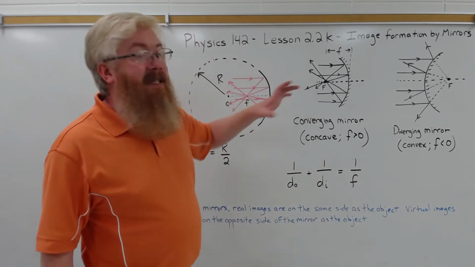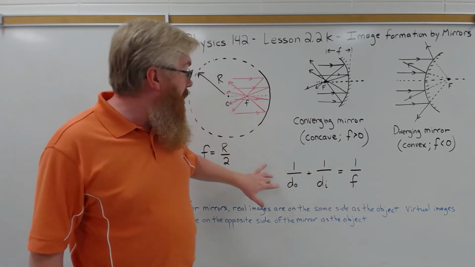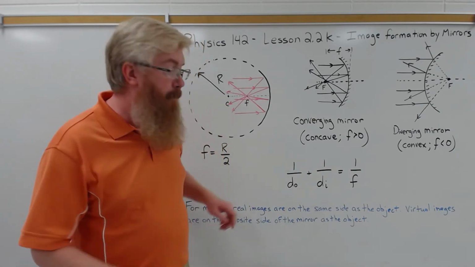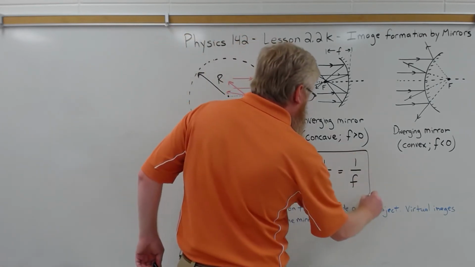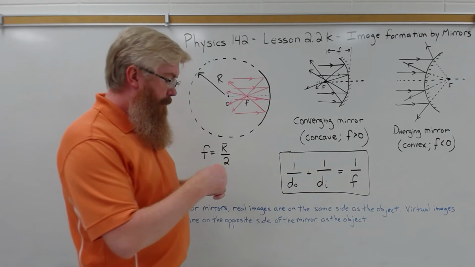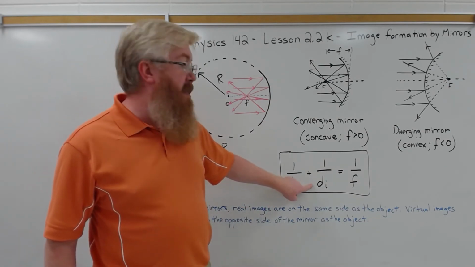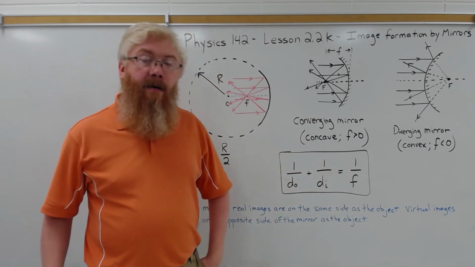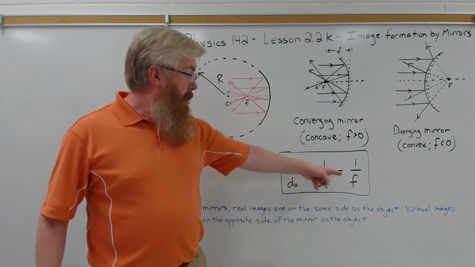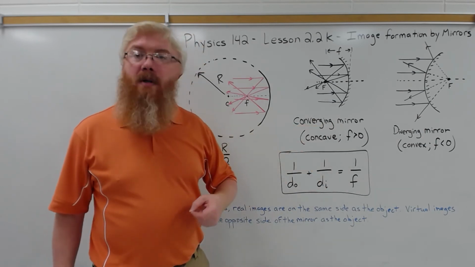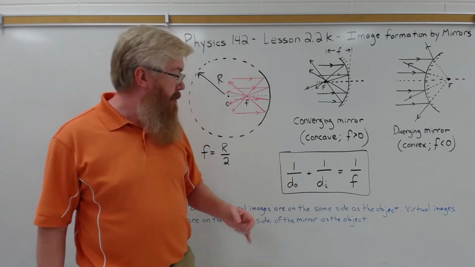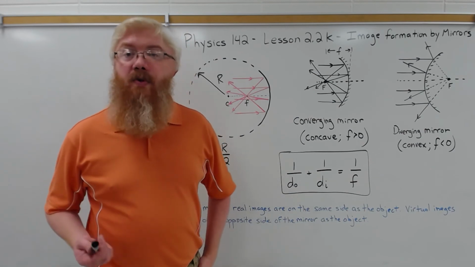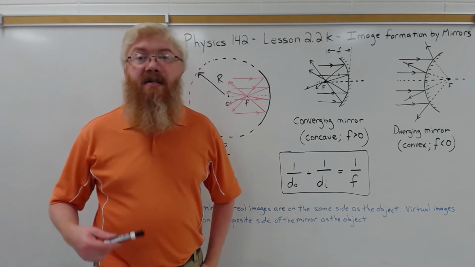Now, besides that distinction between mirrors and lenses, the equation to figure out the object distance and the image distance is actually the same. If we know the object distance from the mirror, we can figure out the image distance from the mirror by looking at the focal length of the mirror, making sure that converging mirrors have a positive focal length and diverging mirrors have a negative focal length. If that image distance is negative, it is a virtual image. If that image distance is positive, it's a real image.